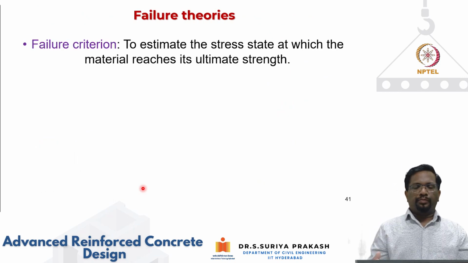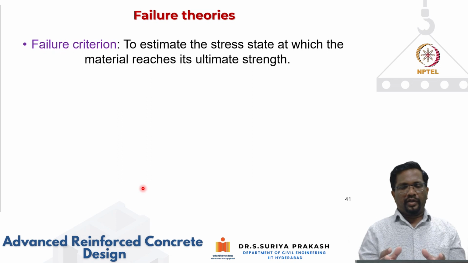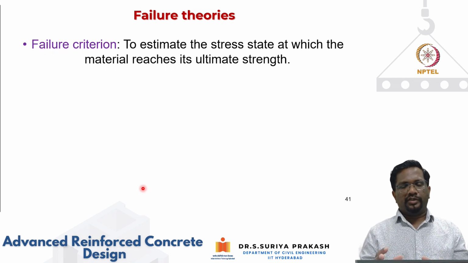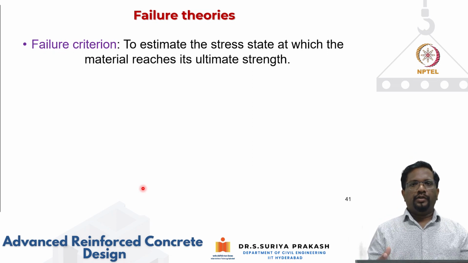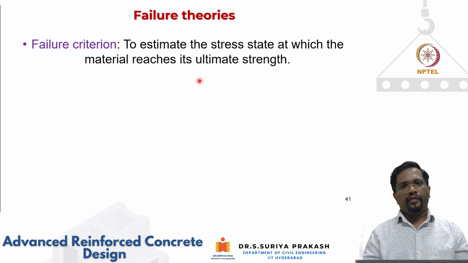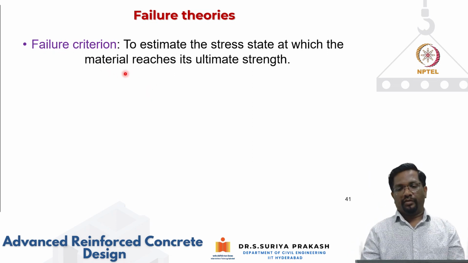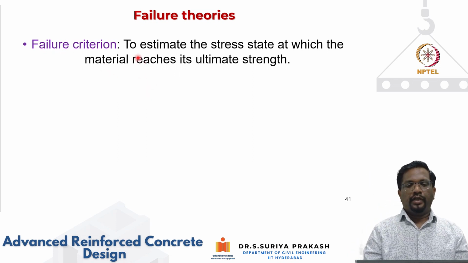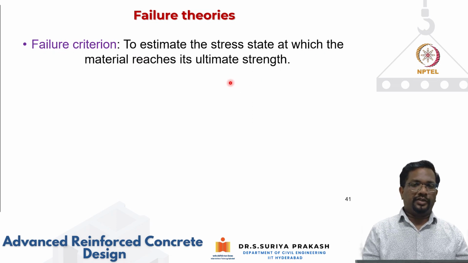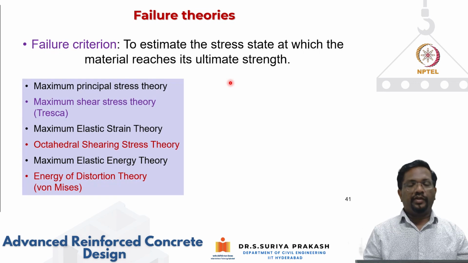Now, for us to predict, for a given stress state, whether that element is able to withstand it without failing: in concrete, we define failure when it is undergoing fracture or cracking. So we have to develop a failure criterion. A failure criterion basically helps us estimate the stress state at which the material reaches its ultimate strength. We have different theories that have been developed.